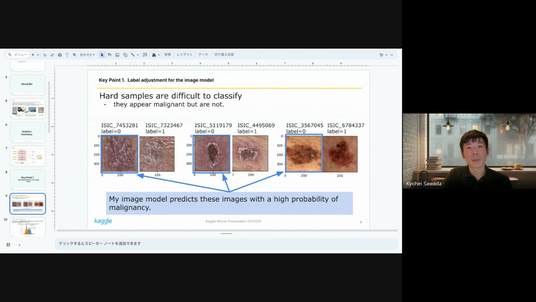So in this slide, I picked up some hard samples. Take a look at this set of images. On the left-hand side, the label is 0, which means non-malignant, while the right-hand side is a malignant case. So as you can see, the images look quite similar, but the labels are different. The same thing here and here. So what I want to highlight is that there are many difficult samples like this, which confuse the training of my image models.